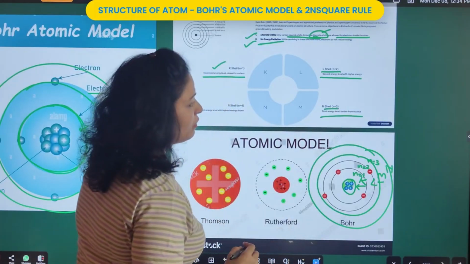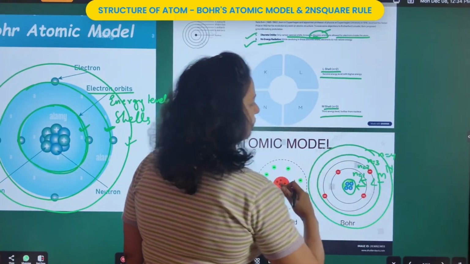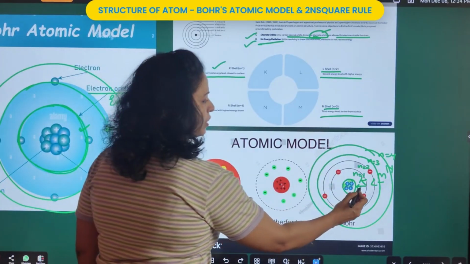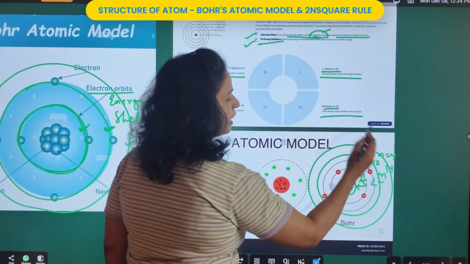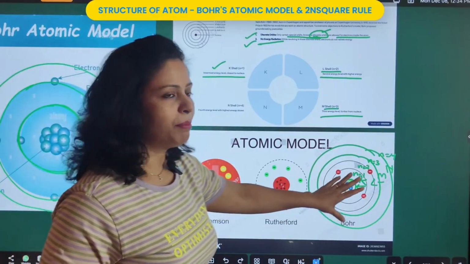Here, the third energy level is a little farther from the nucleus, and the last is the N shell, very far from the nucleus with the highest energy shown. So low energy, a little higher energy, higher energy, and highest energy in the N shell. Okay, so this was the atomic model given by Bohr.